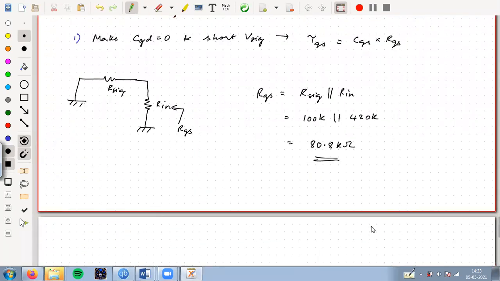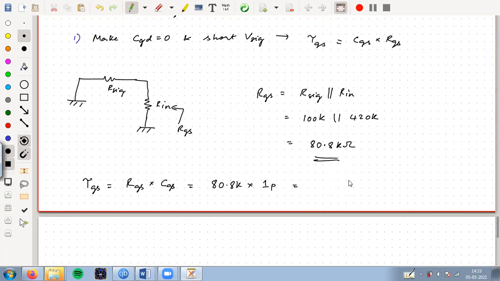So from this value I can find tau GS. Tau GS is RGS into CGS, so 80.8 kilo into 1 picofarad. This will give me 80.8 nanoseconds. Out of the two capacitors, I have made CGD open circuit and found tau GS. Now I have to make CGS 0 and find tau GD.